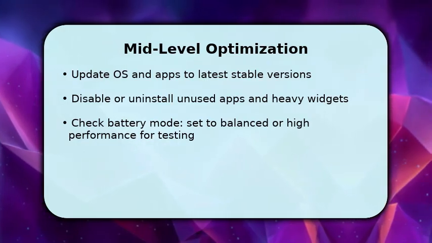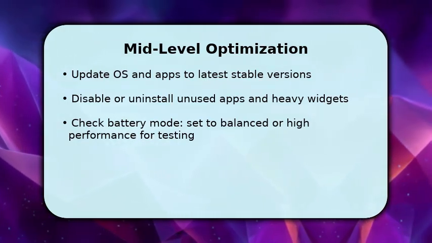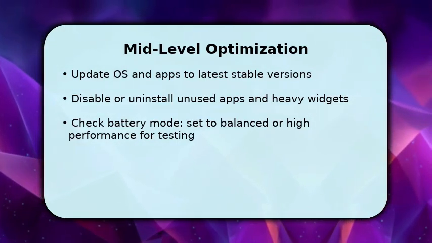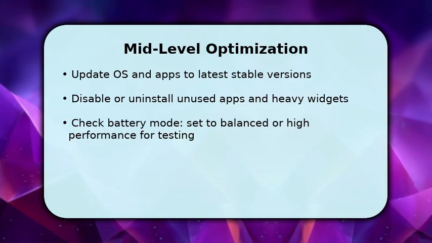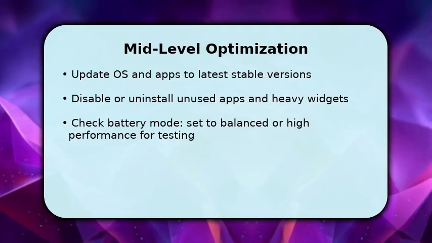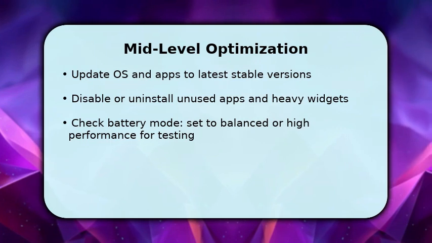While testing, switch battery mode to balanced or high performance to avoid throttling. This helps you isolate whether power saving is causing lag. Also check app-specific caches and wipe them selectively. You'll see smoother UI interactions once resource hogs are removed.